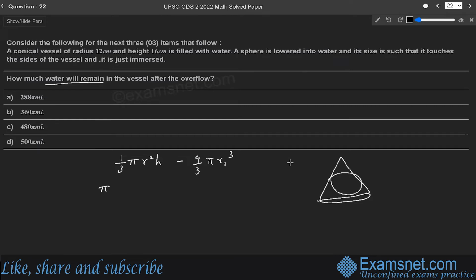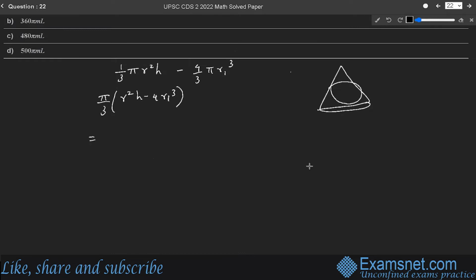Now taking pi by 3 common, the remaining terms will be r square h minus 4 r1 cube. We know that radius for the cone is 12. So pi by 3 into 12 square into height, height is 16, minus 4 into r1 cube. R1 is the radius for the sphere and we have found the radius for the sphere is 6.